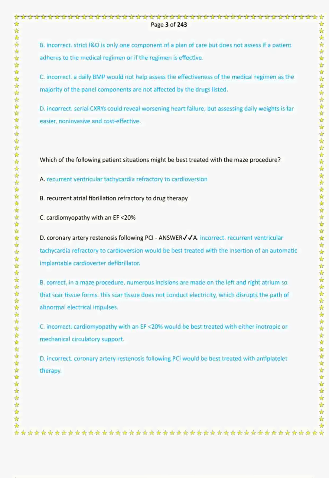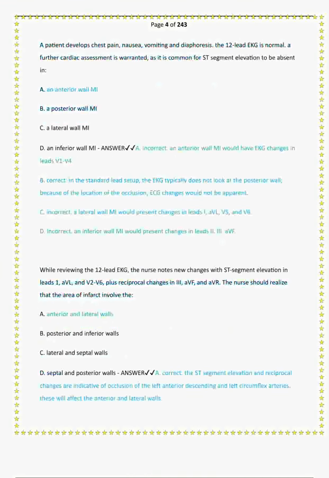B. Correct. In a Maze procedure, numerous incisions are made on the left and right atrium so that scar tissue forms. This scar tissue does not conduct electricity, which disrupts the path of abnormal electrical impulses. C. Incorrect. Cardiomyopathy with an EF of 20% would be best treated with either inotropic or mechanical circulatory support. D. Incorrect. Coronary artery restenosis following PCI would be best treated with antiplatelet therapy.